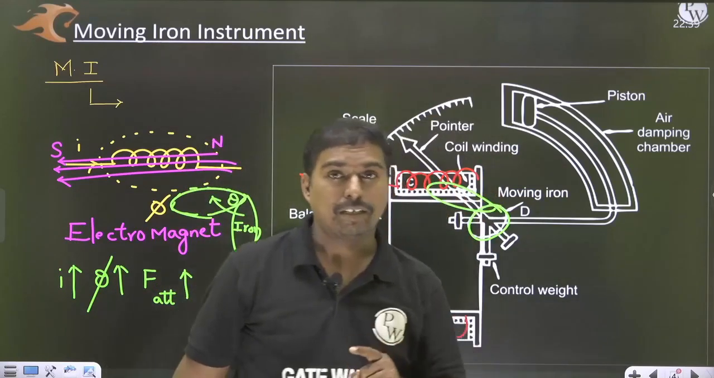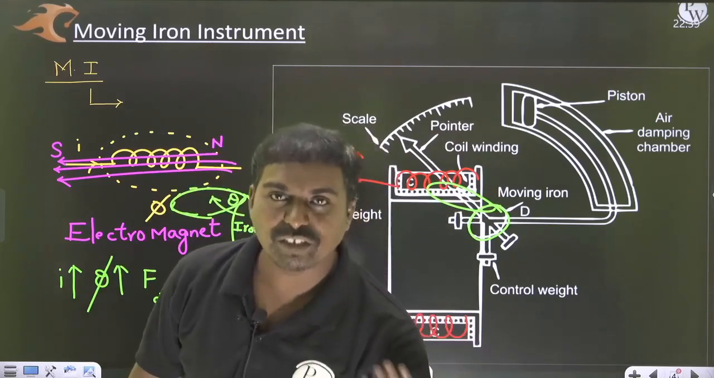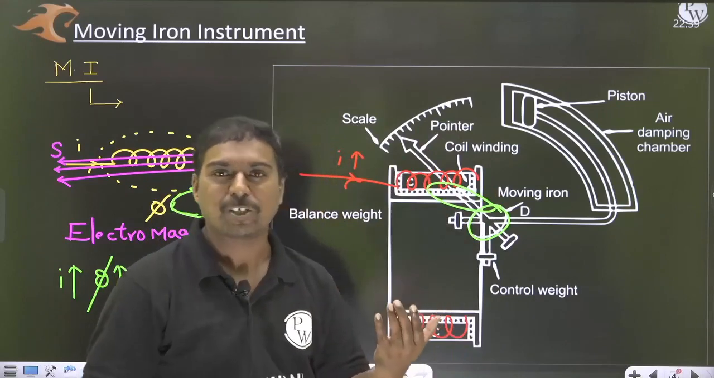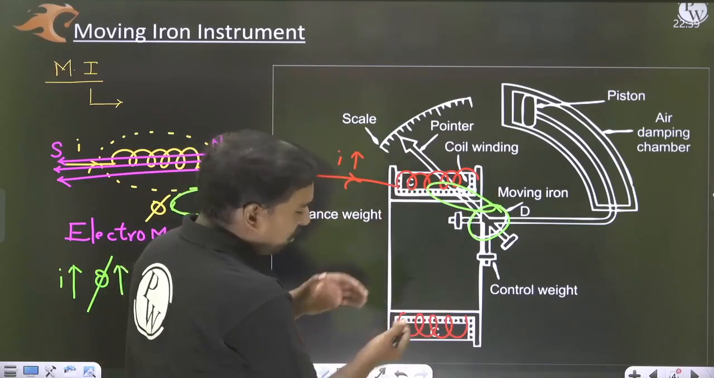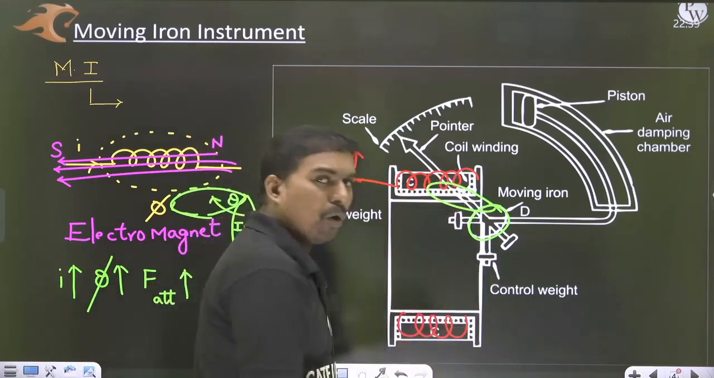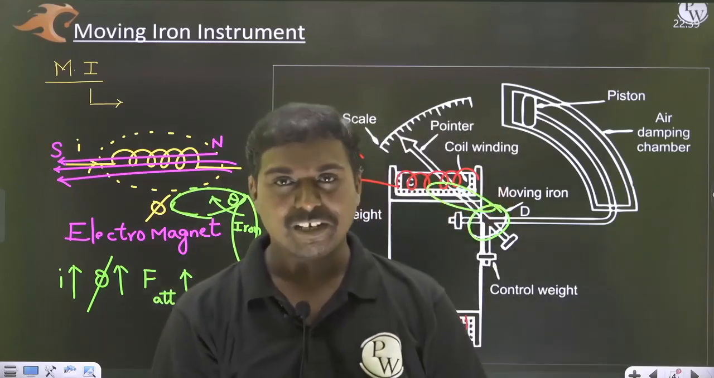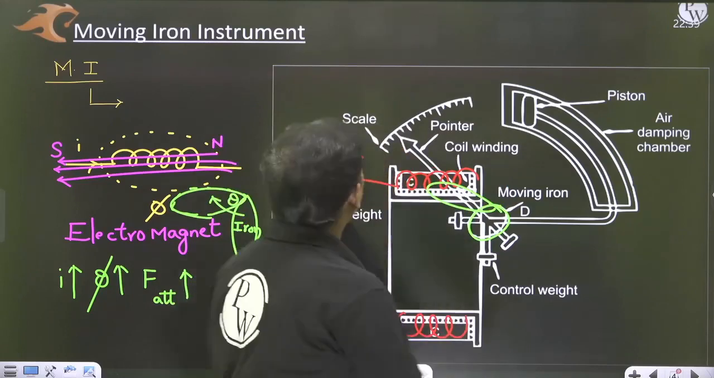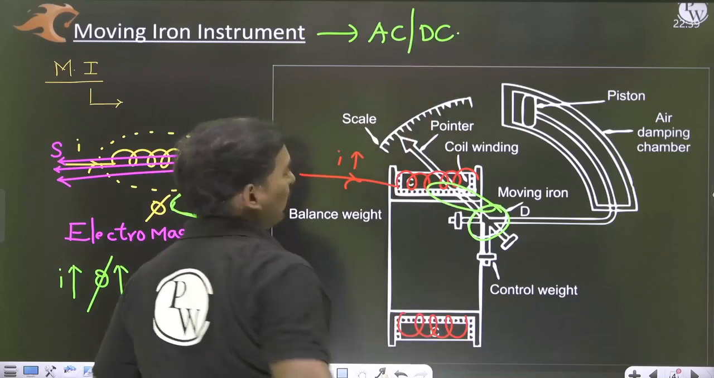And remember, the most important point, it is suitable for both AC as well as DC. Why? Because if AC current is given, the polarity gets changed also. Only the magnetic polarities will change. This is the north pole, south pole. When the AC current has the negative pulse, this will become south pole and north pole, but the same attraction force is going to continue. Yes or not? So that is the reason why the moving iron instrument is suitable for both AC as well as DC. That is one point.